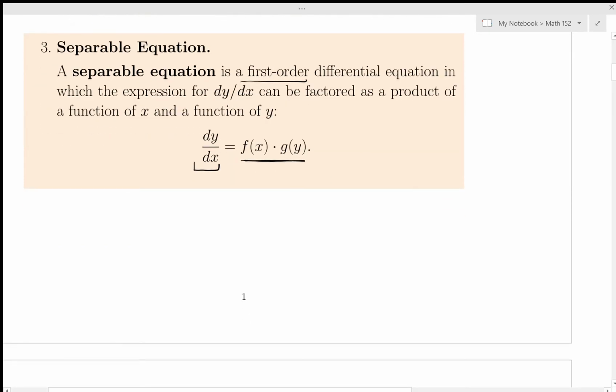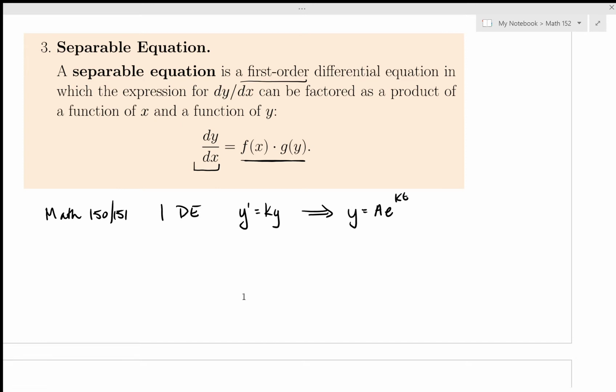Okay, in Calculus 1, Math 150 or 151, we saw one differential equation. I'm always going to be abbreviating differential equation like this, DE. It was this one, y prime equals ky. And we were told that the solution was y equals a e to the kt. We simply did not know how to derive that, but we were able to check the solution and say, okay, however you managed to come up with that function, it is the correct function. That is the one thing we knew from Calculus 1.